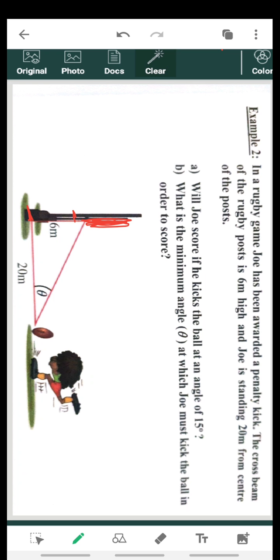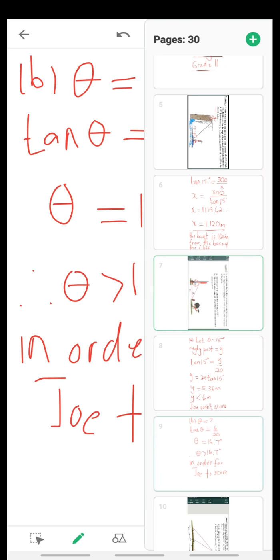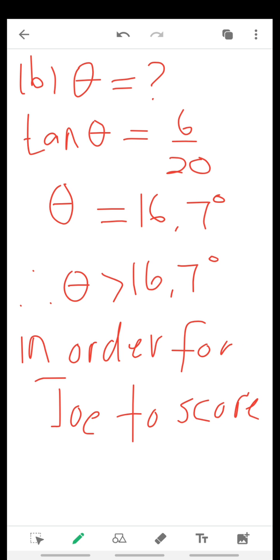So we are going to use the 6 meters which was given to us, and also the 20 meters, in order to see what is the minimum angle that Joe needs to kick the ball at so that he can score into those posts. So theta is opposite 6 meters and adjacent 20 meters. So we are going to use tan again. So tan theta equals 6 over 20, and when we shift tan, I've shown you in the previous video how we do that. We got theta equals 16,7 degrees.